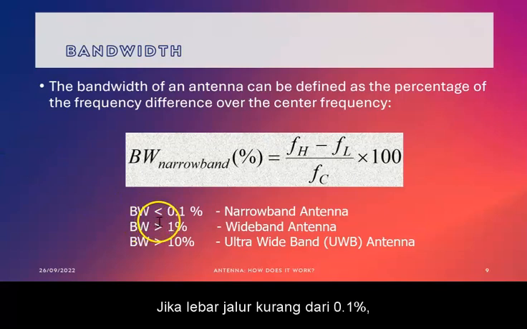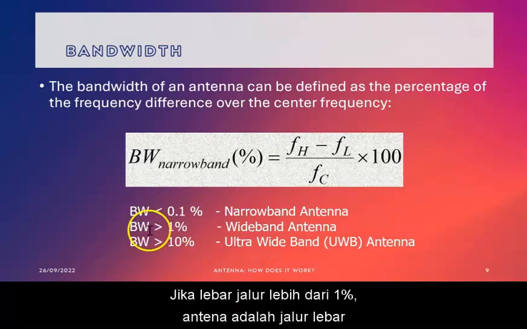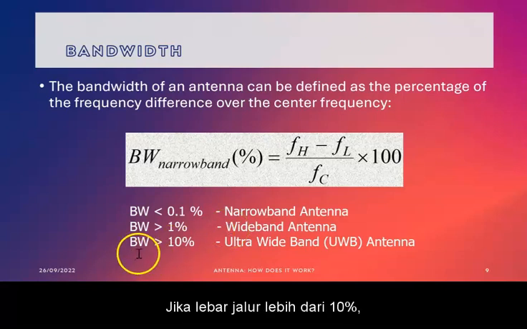If your bandwidth results in less than 0.1%, this indicates that it is a narrowband antenna. If you have a bandwidth of more than 1%, this indicates your antenna is a wideband antenna. And finally, if you have a bandwidth of more than 10%, this is considered a UWB antenna.